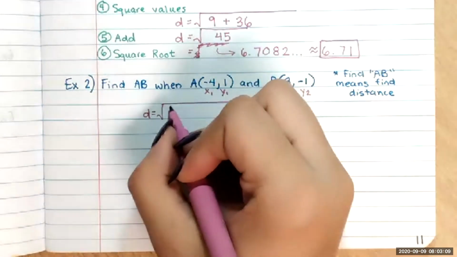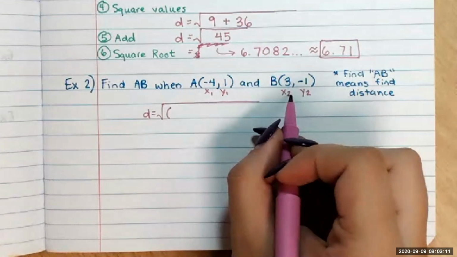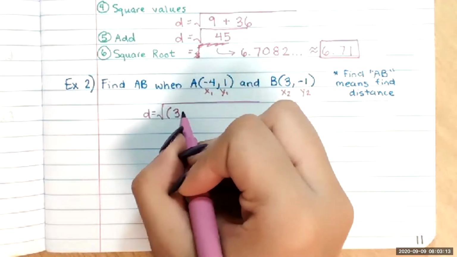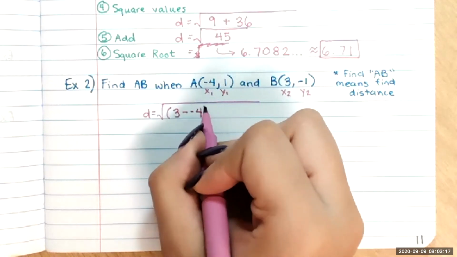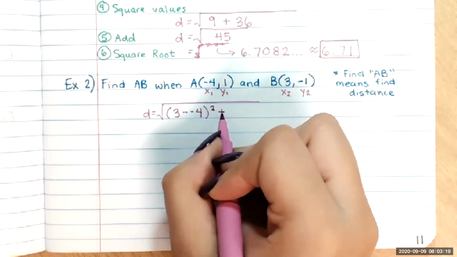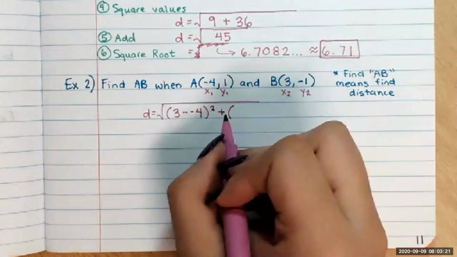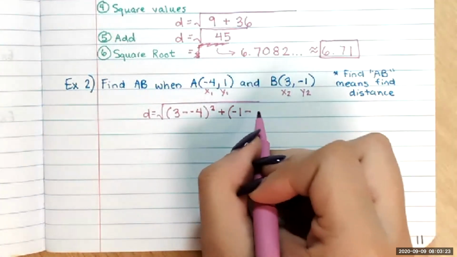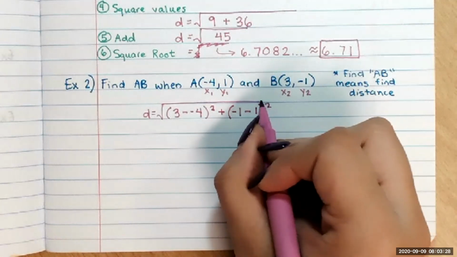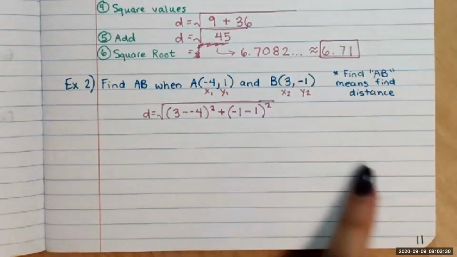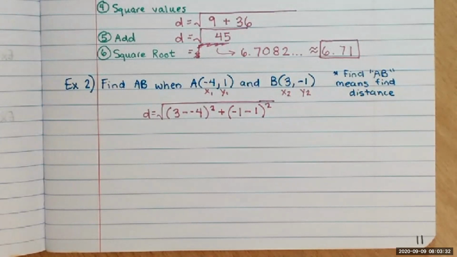So I'm going to look at the formula at the top of the page. So we have x2, that would be 3, minus x1, -4, plus y2, -1, minus y1, +1, squared. There it all is in its glory. And we're going to take it one step at a time.